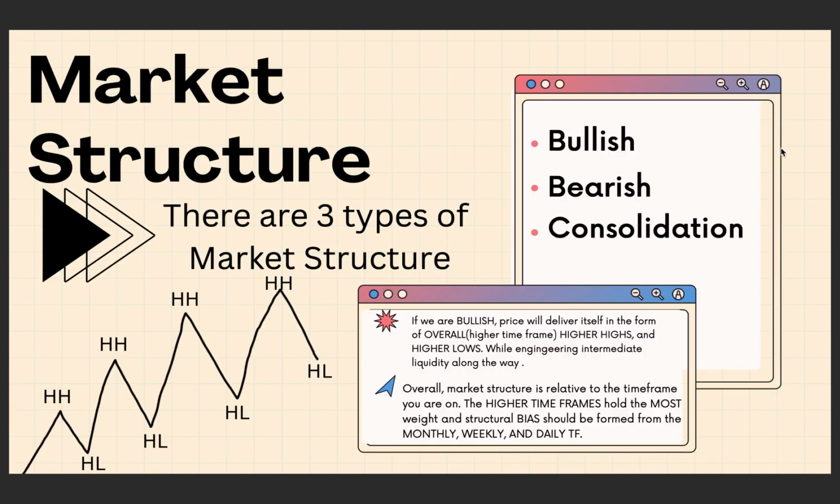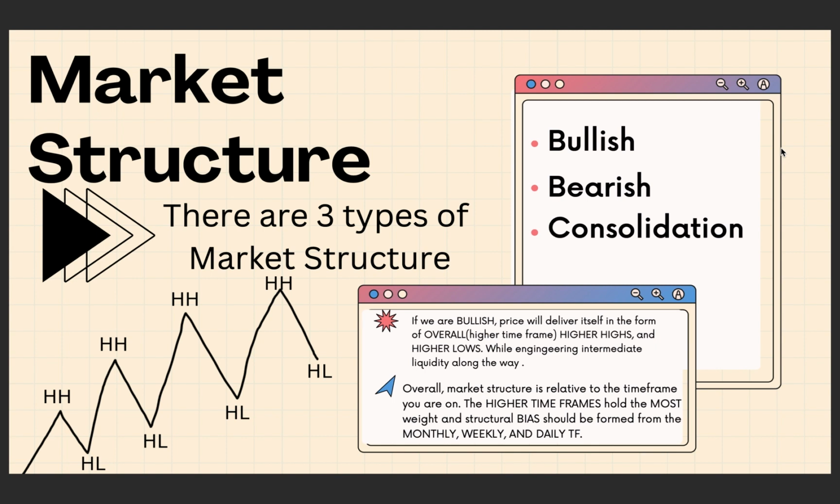So, market structure. There are three types of market structure. We got bullish conditions, bearish conditions, and consolidation. If we are bullish, price will deliver itself in the form of overall, on the higher time frame usually, higher highs and higher lows, while engineering intermediate liquidity along the way. Overall market structure is relative to the time frame you are on.